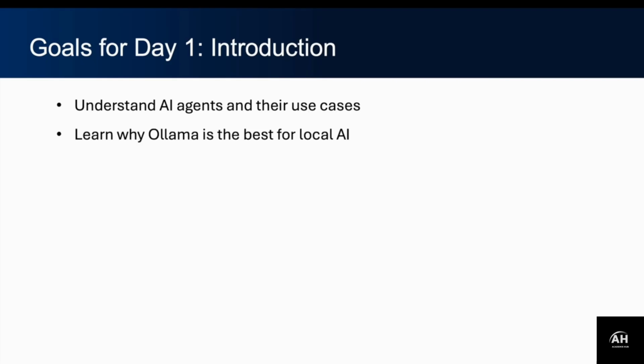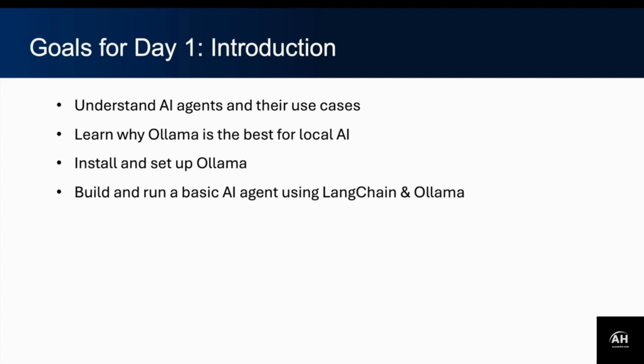We will learn why Ollama is the best for local AI, and that's the tool that we'll be using for building our local AI agents. Next, we'll look at installing and setting up Ollama. Then, we will learn how to build and run a basic AI agent using LangChain and Ollama. By the end of today, you'll have an AI agent running locally on your machine. So let's get started.